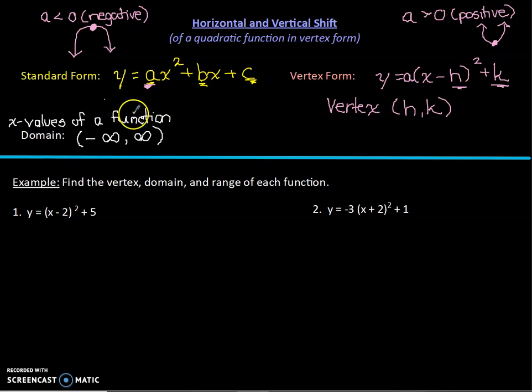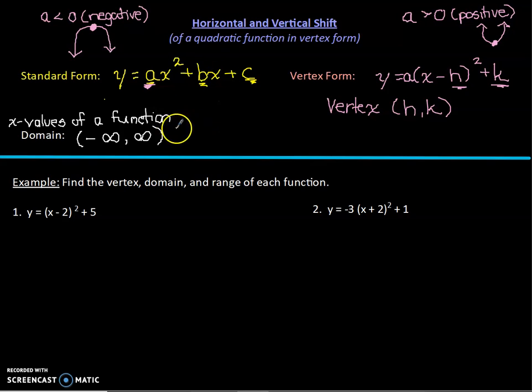Just a sidebar, the domain usually has restrictions when you're dealing with a square root because we can never have a negative in a square root, or if we're dealing with a fraction, which is a rational function, because we can never have a 0 denominator. So those are really the only two restrictions you'll see, and you will work with the rational functions as well as the square roots later on. But for now, you just need to remember that the domain of a quadratic function is all real numbers.